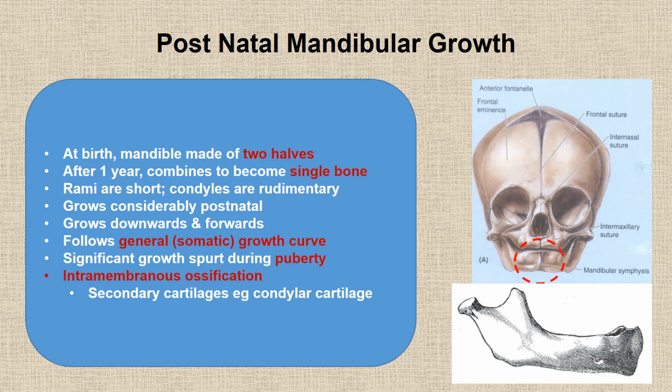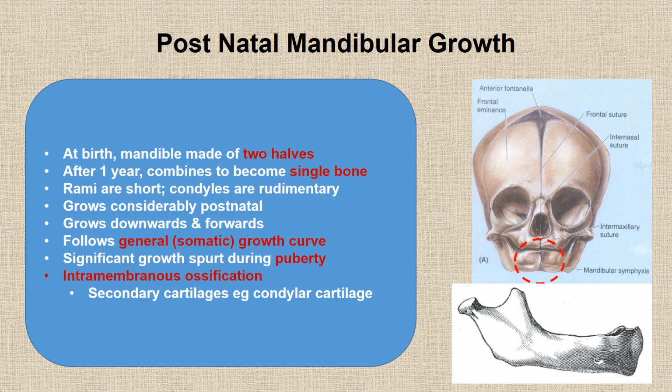Now, let's have a look at postnatal mandibular growth. Now, at birth, the mandible is made of two halves. After 1 year of age, the two halves combine to become a single mandibular bone. Now, in the infant mandible, the rami are short and the condyles are rudimentary, but there's considerable growth postnatally, and the mandible grows downwards and forwards.